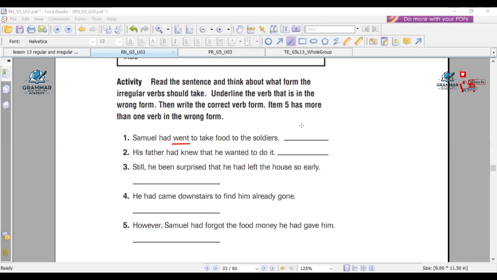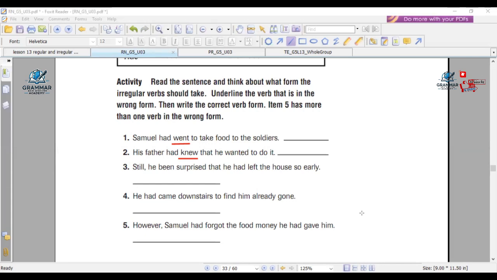Moving to another one. Muhammad Shanan. Number 2. Yes, mister. His father had knew that he wanted to do it. The mistake is knew. It should be had known. Spell it for us, please. K-N-O-W-N. Exactly. Because here, my dear boys, we have a helping verb called have. For this reason, the main verb has to be in the past participle form. So you know. Thank you so much, Muhammad.